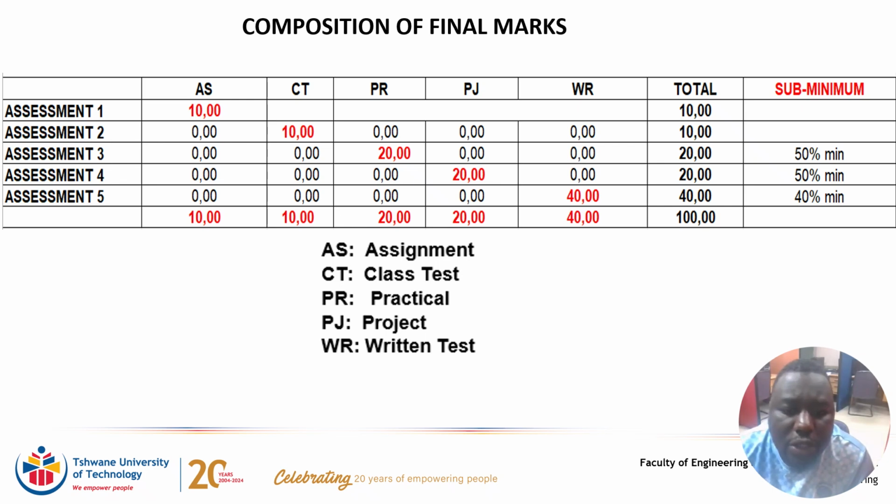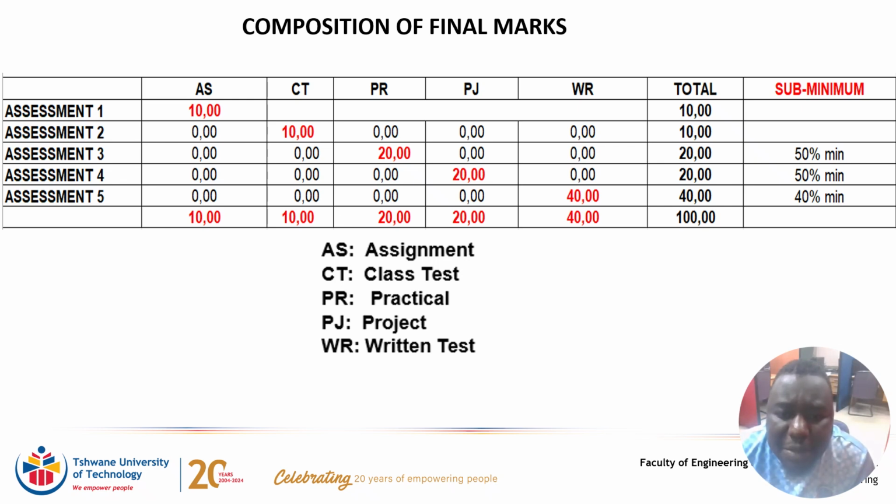So in this course, how do we calculate your final marks? The composition of your final marks is made up of assignments, class tests, practicals, project, and written tests. Your assignments will have a weight of 10%, class tests 10%, project 20%, and your practicals also 20%. Then we have written assessments or written tests with a weight of 40%.